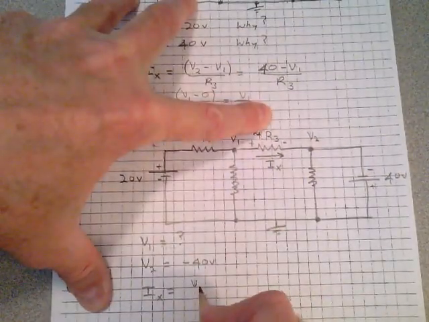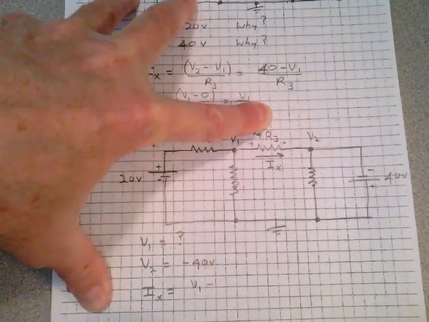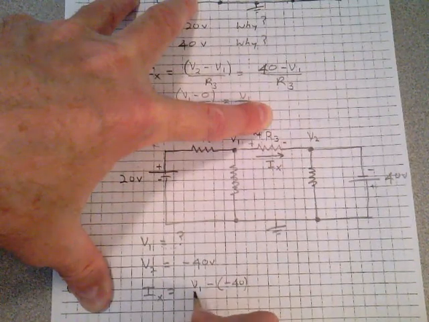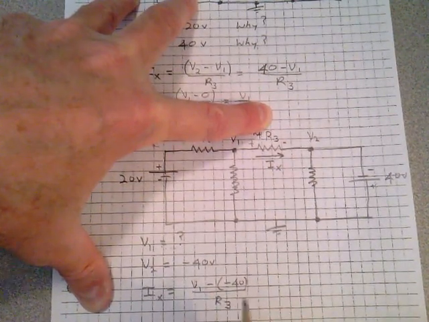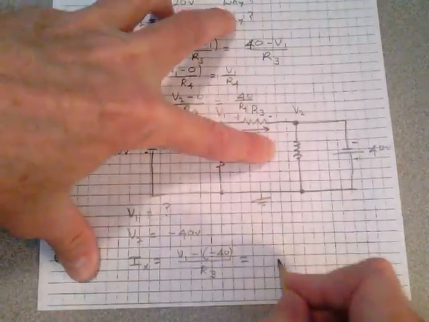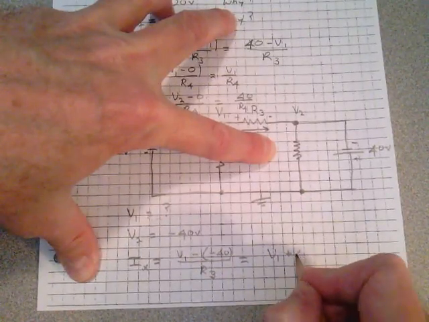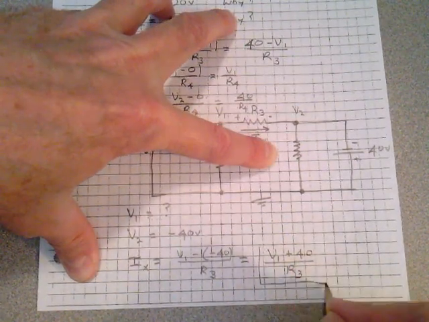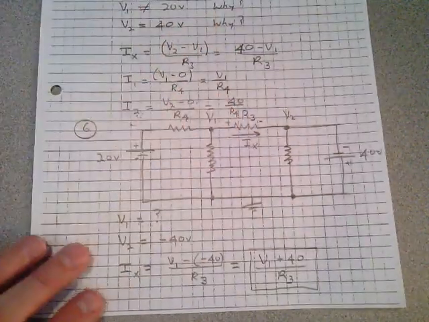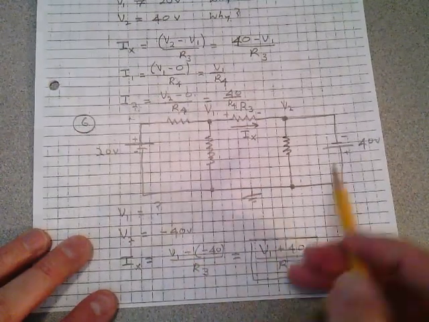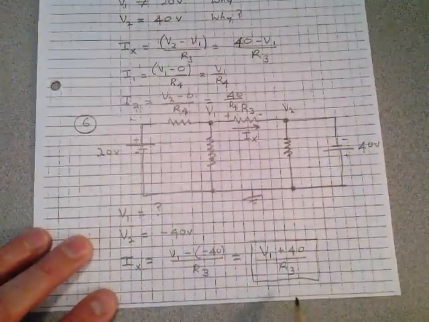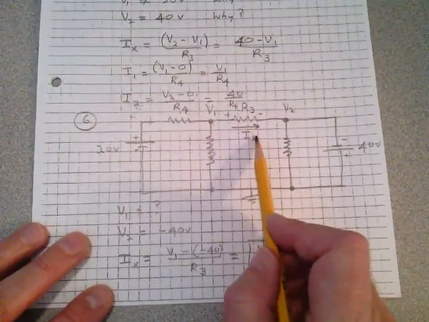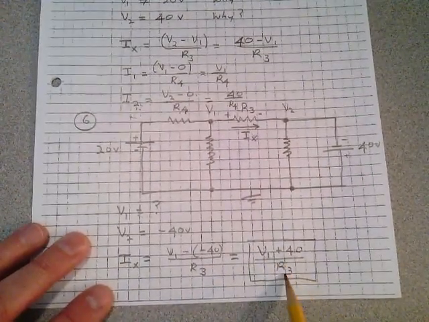It's a V1 minus a minus 40, all over R3. That turns out to be equal to V1 plus 40 all over R3. Take a look at that. You distribute that minus sign on the negative 40 here because this is turned around. So the value, the equation for that current Ix there is going to be V1 plus 40 over R3.